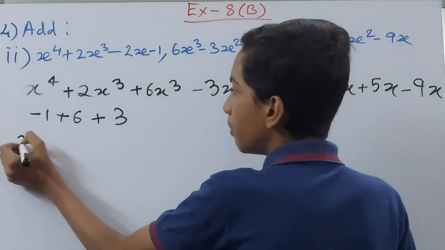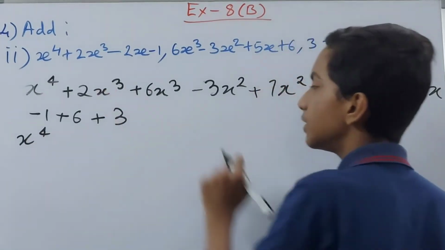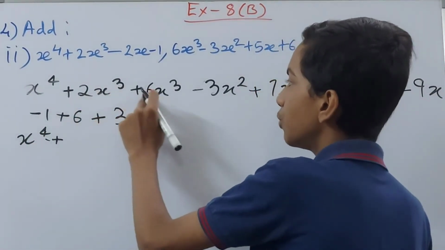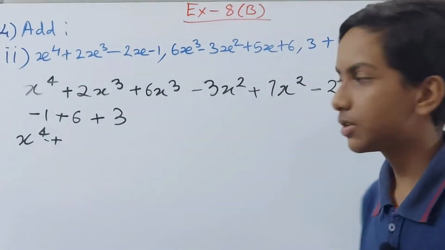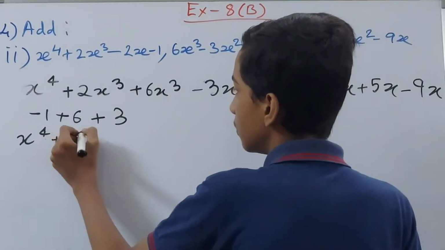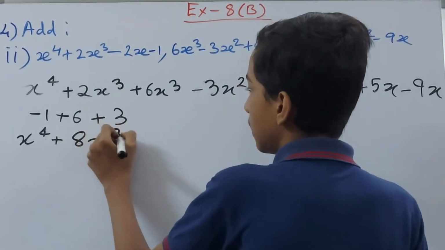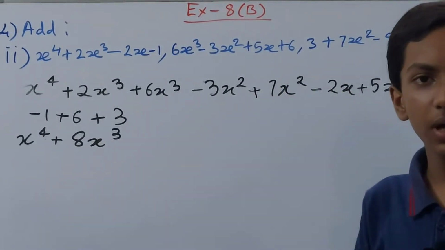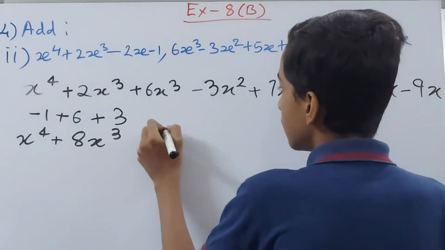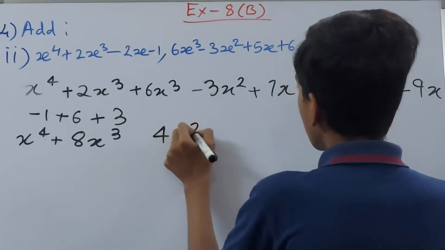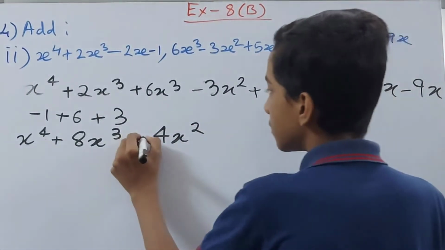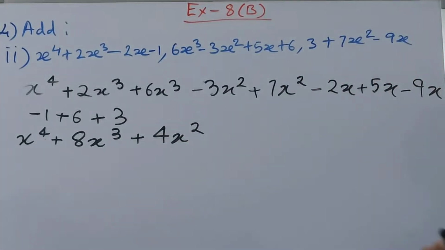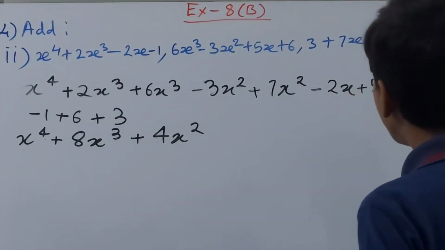So x to the power 4 will be as it is, nothing to change in this. And plus you can see that 2x cube plus 6x cube will be 8x cube. So we write this thing down, 8x cube. Then you can see minus 3x square and plus 7x square. So we find the difference. So 4x square, and which sign will we put? So plus. Why? Because 7 is greater. So plus 4x square.